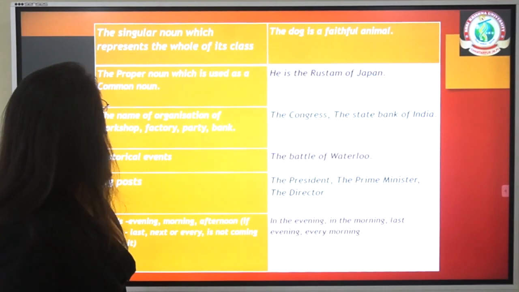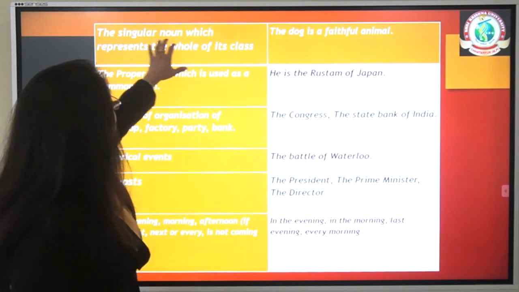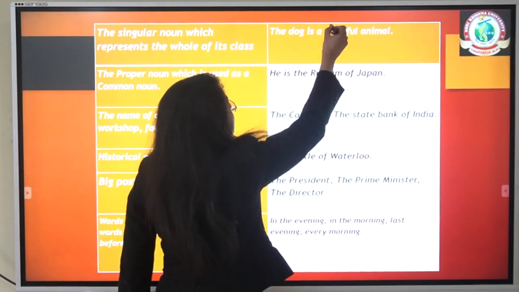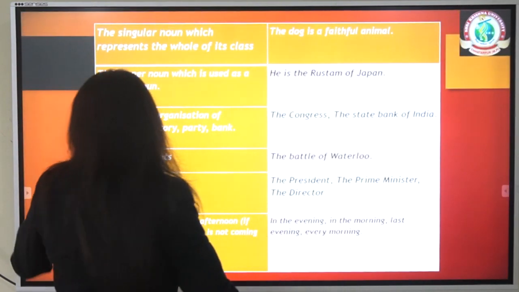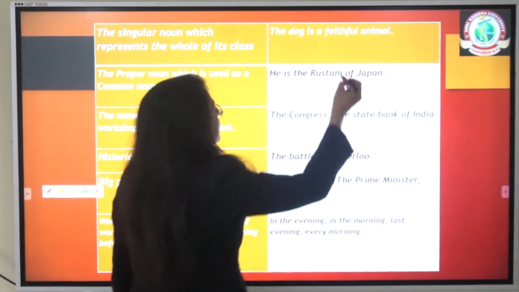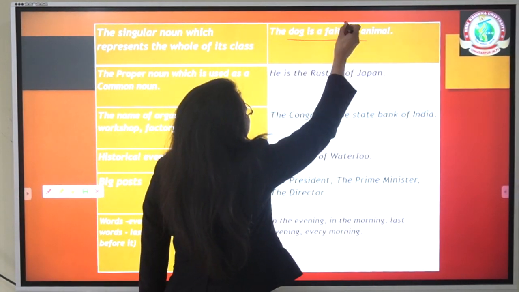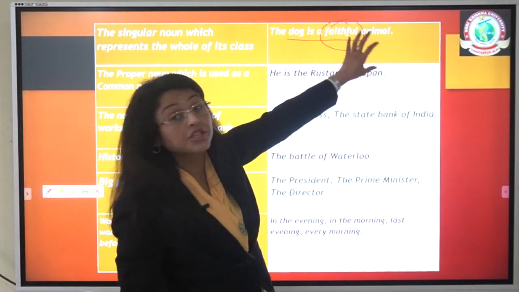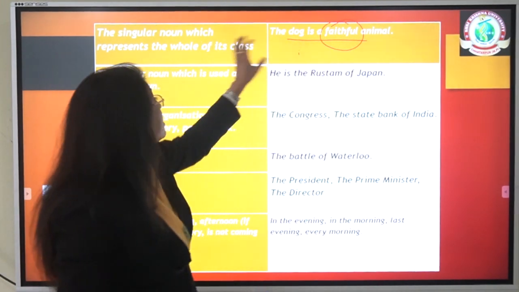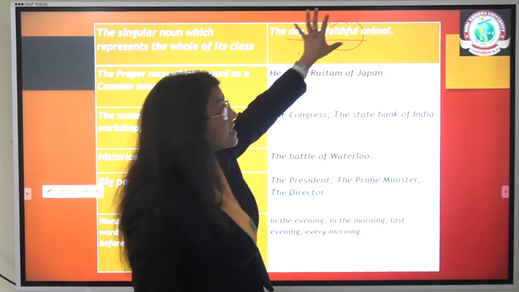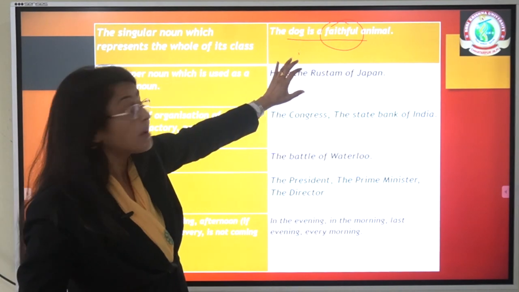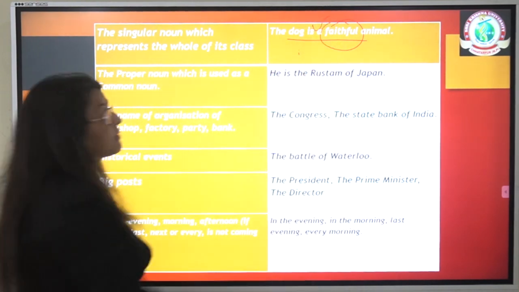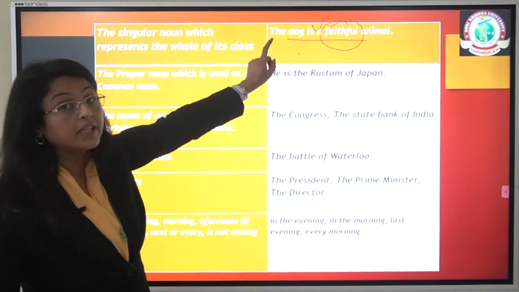Let's go through some more. Now, the singular noun which represents the whole of its class. Whole of its class, we all know that the dog is a faithful animal. The class is faithful animal. It's an adjective and it is also referring to the whole of the class. The entire species of dog, the dogs which we tame, are faithful animals. So this will be the consonant, right? This will be the article.